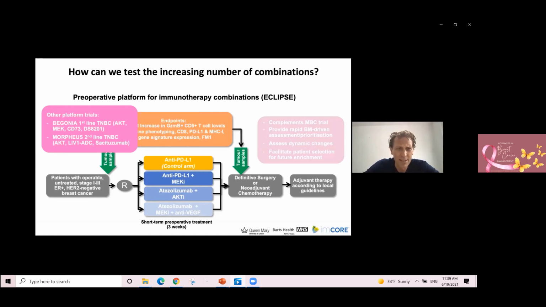And Begonia and Morpheus have already reported some of their data. What is really encouraging, in my opinion, is in particular the combinations of new antibody drug conjugates, DS8201, DS1062, or sacituzumab, and then in the Morpheus platform.